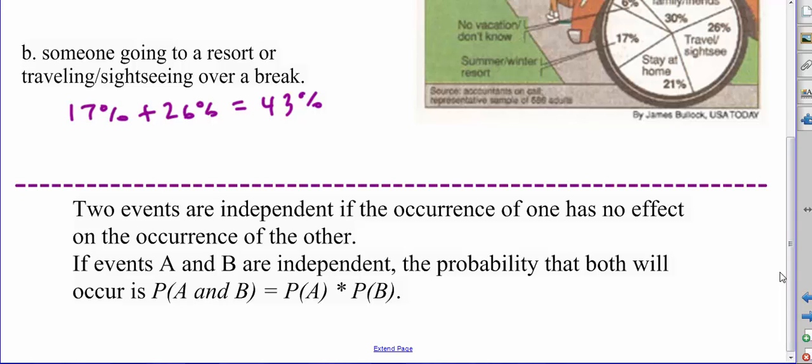All right, we finished this slide with a quick definition. Two events are independent if the occurrence of one has no effect on the occurrence of the other. So if two events are independent, the probability that both will occur is the probability of A times the probability of B. That's a weird multiplication symbol, but there it is.